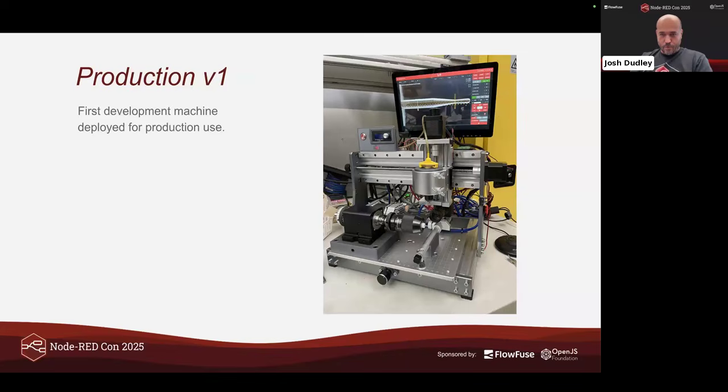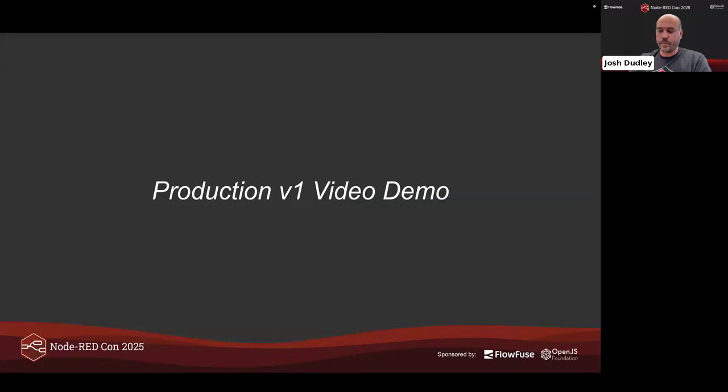So this was the very first machine that we used in a production capacity. So you can see the needle overhead and the spindle, the precision spindle below with the tool. And so we'll take a look at kind of what it looks like being used in process.